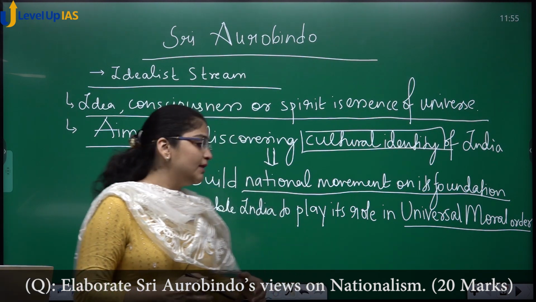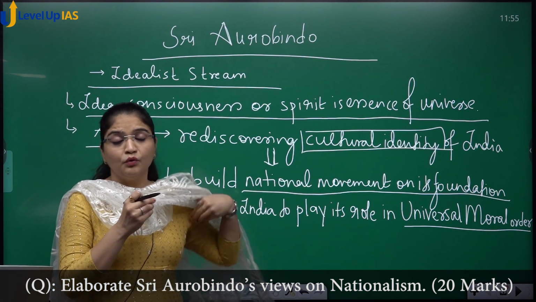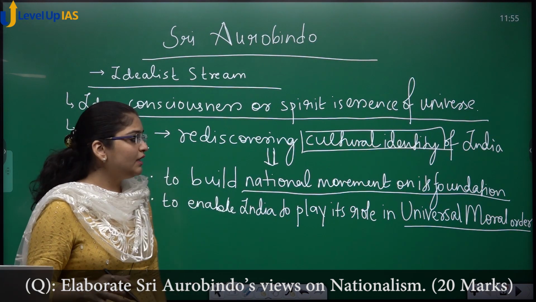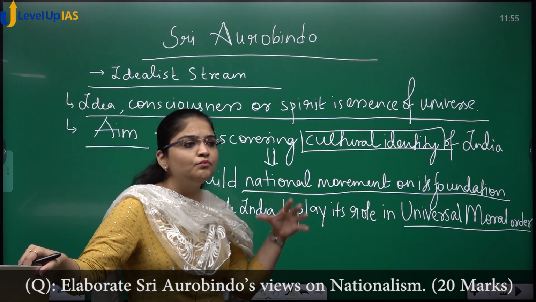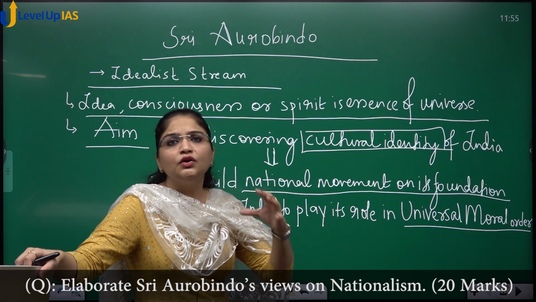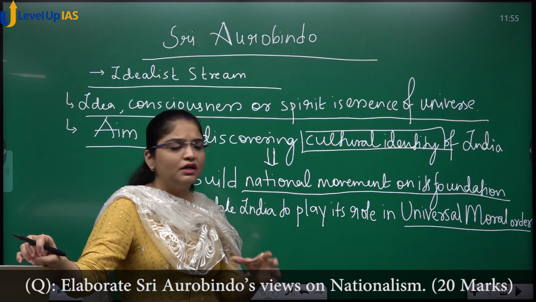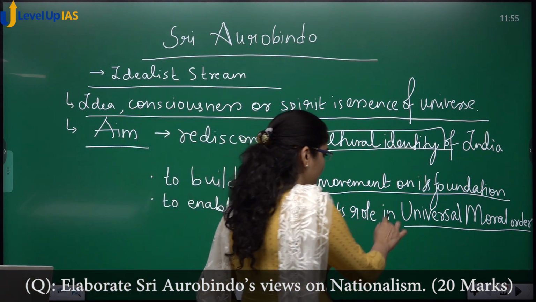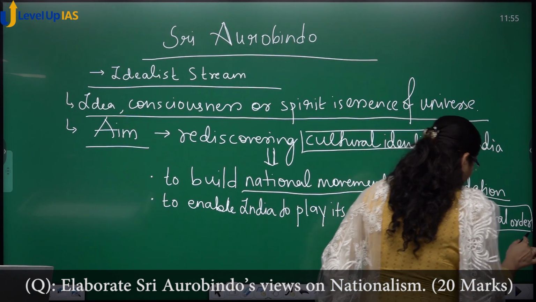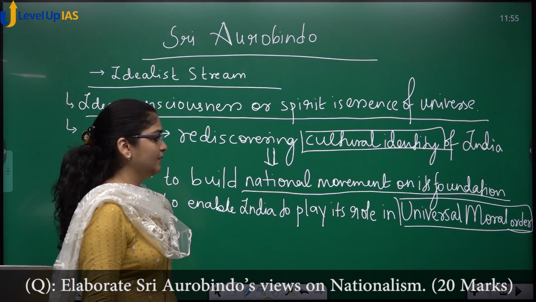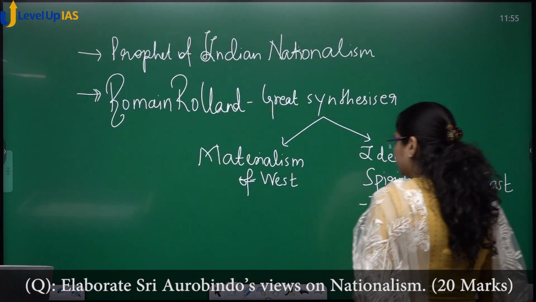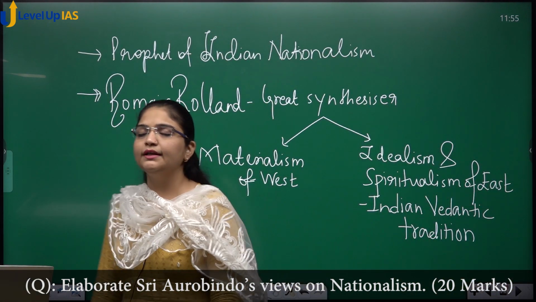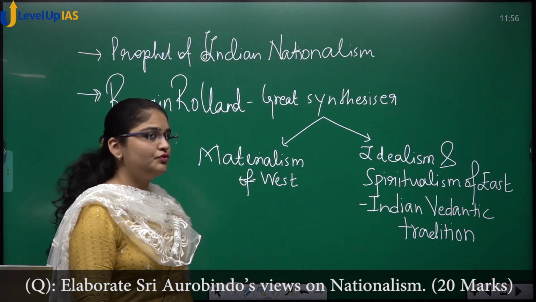So yes, a very good vision that he held, that we will be able to do everything by our own principles of morality, which are a result of our rich ancient cultural heritage. So yes, very much India's role in the universal moral order. So the school of thought that he belongs to is the idealist stream.